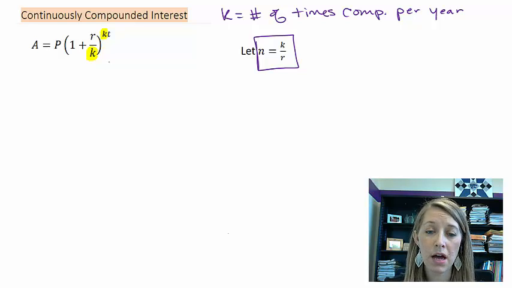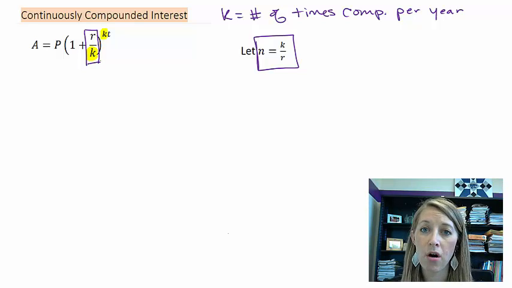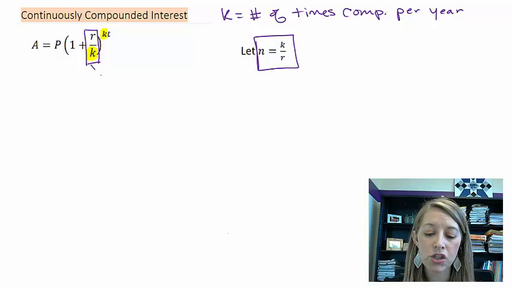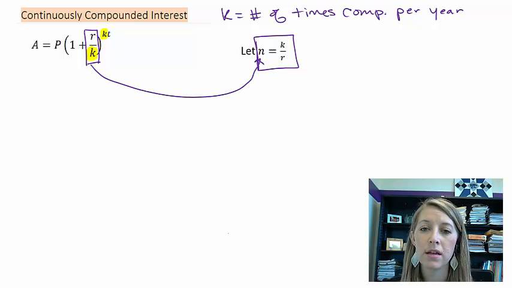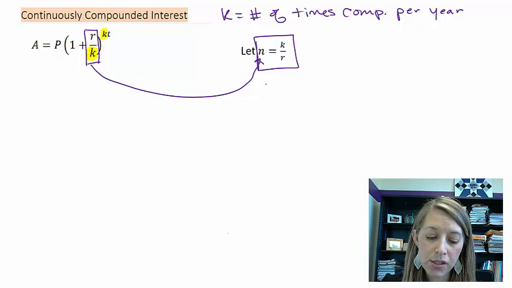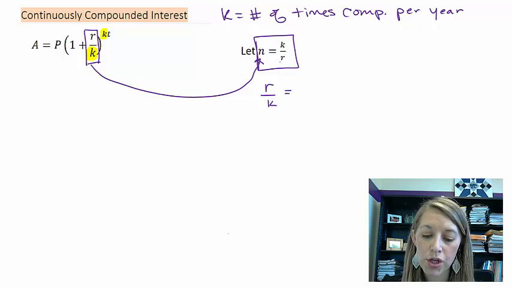Okay, so we're going to have to make a couple of tweaks. Notice in our original formula, we have r over k. So we want to figure out how I can change that to put it in terms of n. So let me start with r over k. I know I'm going to want to change that to be k over r because that's how I'm defining n.